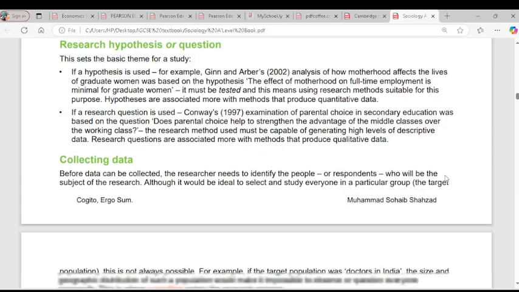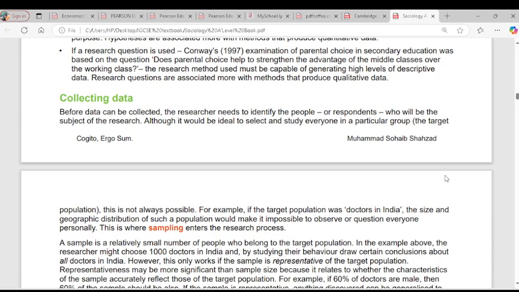So that takes us to collecting data. Once you are done with choosing either hypothesis or questions, the next thing is you gather information. This is collecting data. So here for collecting data, I wrote, as soon as the topic is decided, the researcher needs to identify the people who will be subjects of the research. You want to collect data. So who are those targeted population? Who are those respondents that you really think about? That is collecting data.